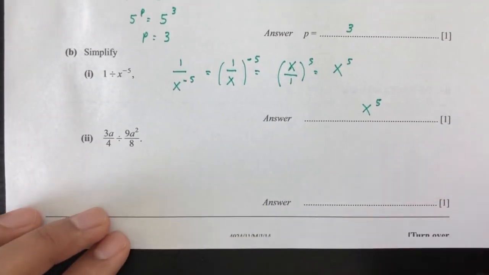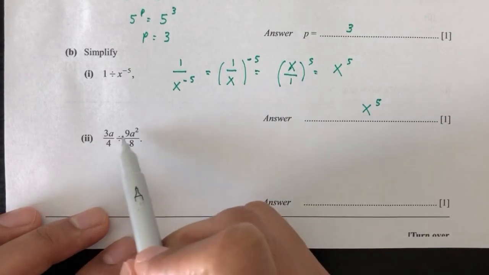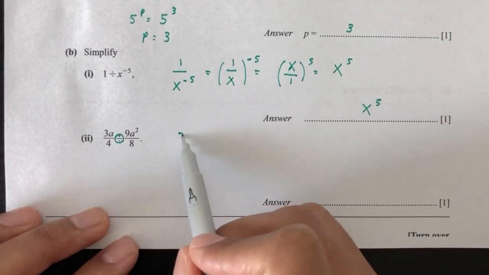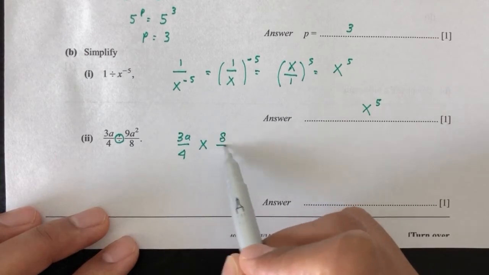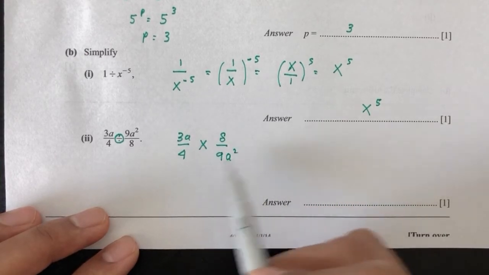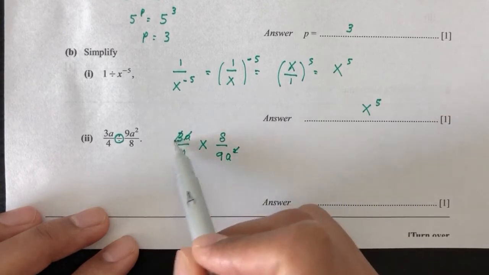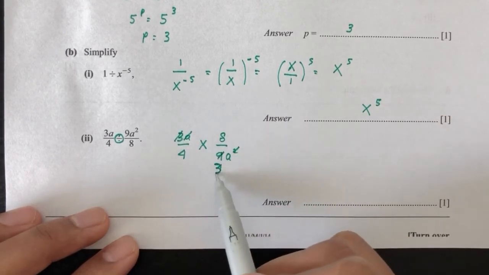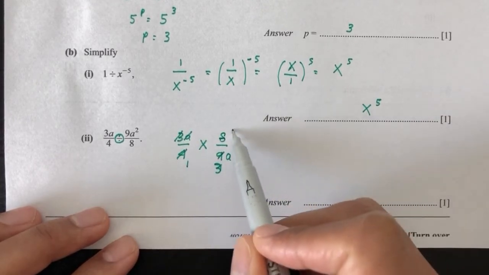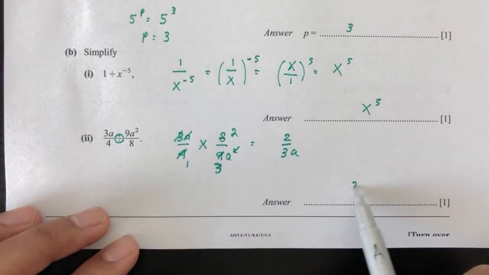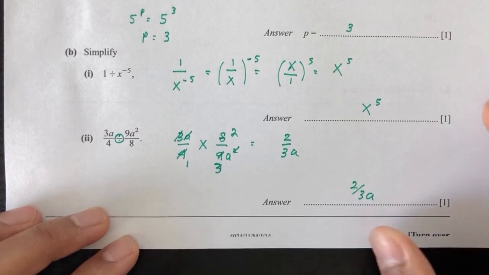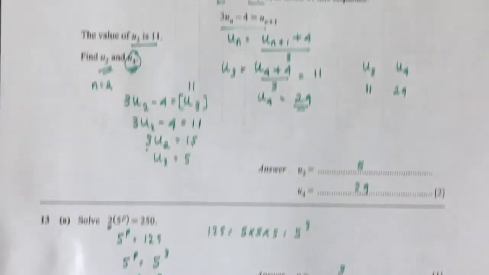Now for part 2, we have to convert this to multiply. So 3a over 4 is the same. To multiply, we flip the other side, and it will become this. The 3s cancel and 4 over 2 becomes 2. So the answer will be 2 over 3a. So 2 over 3a will be your answer for question 13, part B. And that's it for question 13.